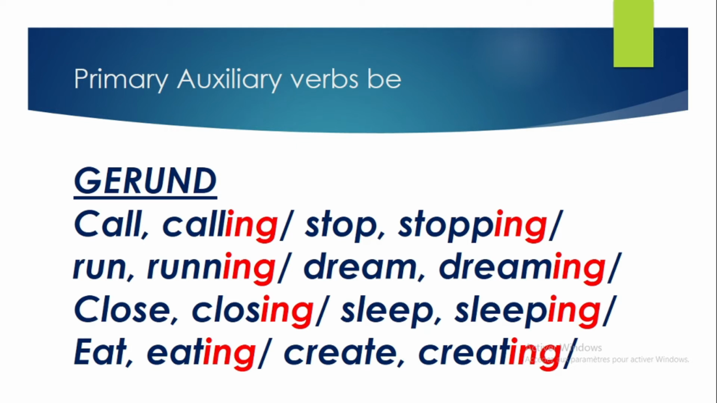Like for the verb to call, I need the gerund, I need calling. For the verb to stop, I need stopping. For the verb to run, I need running. For the verb to dream, I need dreaming, and so on. For the verb to close, I need closing. For the verb to sleep, I need sleeping. Eat, I need eating. For the verb to create, I need creating. So I'm gonna use the ing form of those verbs if I want to present them in their progressive aspect.